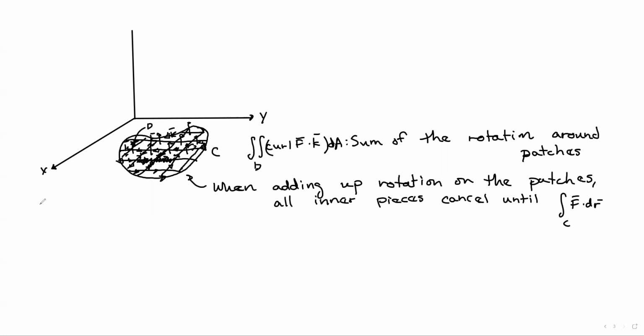So that's why Green's theorem is true. I've already said it twice, so I won't say it a third time: you add up the sum of the rotation around the patches, and if you actually do it, the inner pieces cancel. All right, so how would this be relevant to Stokes' theorem?